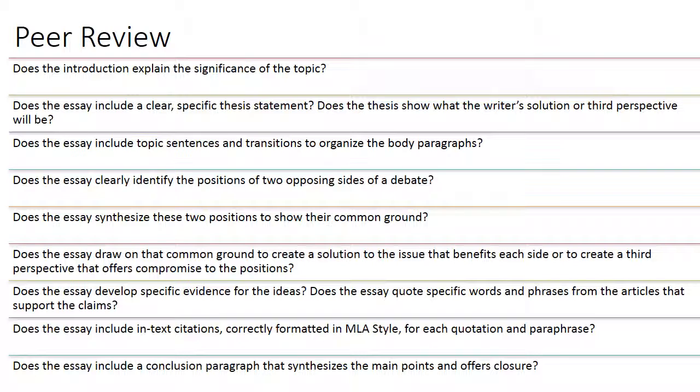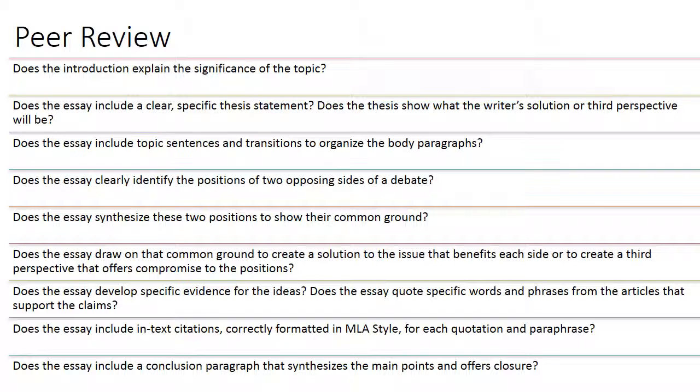So look at that. Does the essay include a clear and specific thesis statement? Find that thesis. Tell them what it is. Does it show the writer's solution or third perspective? So has it found the common ground? Does the essay include topic sentences and transitions to organized body paragraphs? Remember that the topic sentence is going to be the mini thesis statement for each paragraph, and it's going to be the thing that moves the argument forward and relates that paragraph's content back to the general idea, the general thesis.